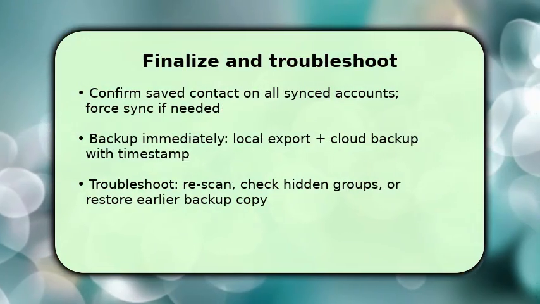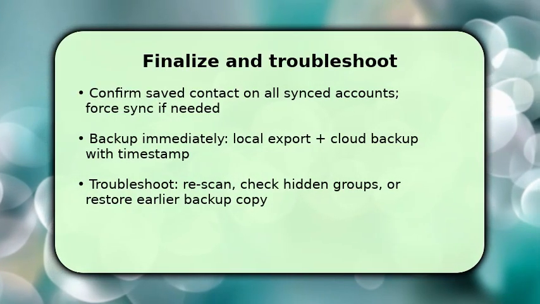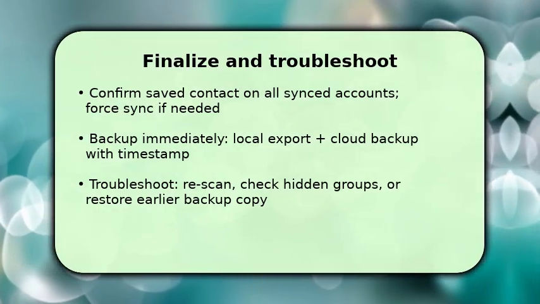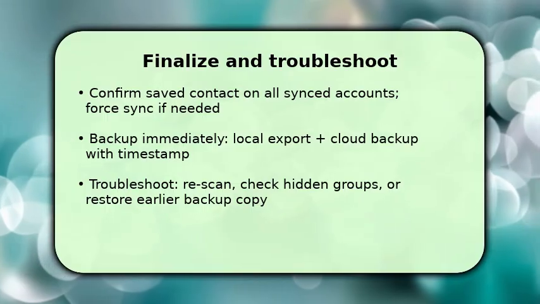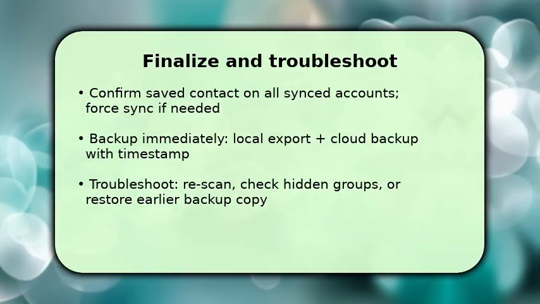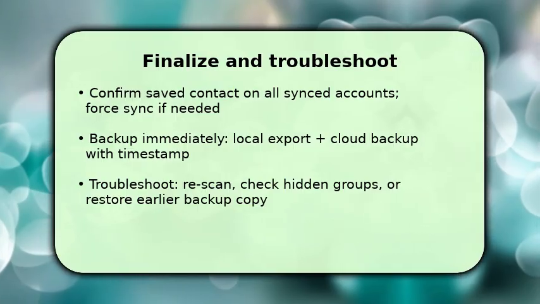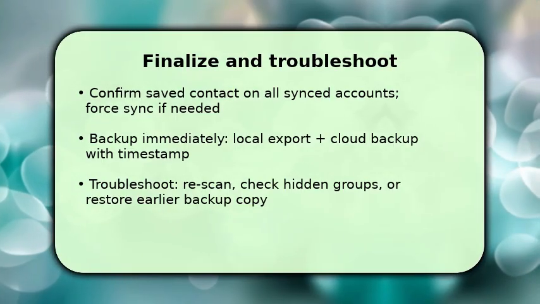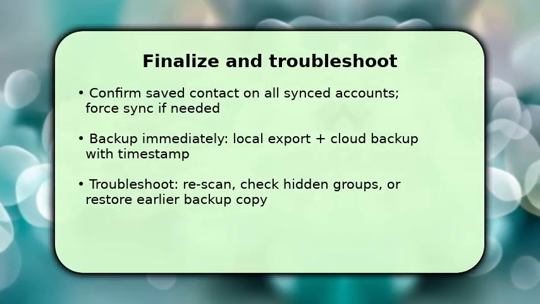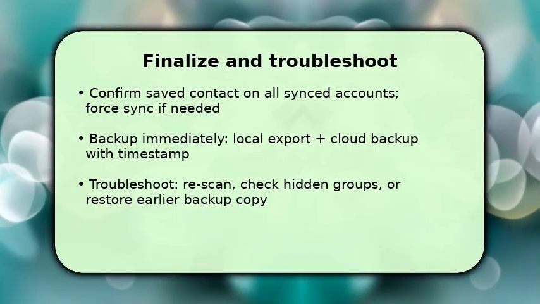Finish by ensuring the recovered number is permanently saved and synchronized. Add the contact to your primary account, then force sync so every device updates. Once done, create an immediate backup, export a vCard, and push a cloud backup with a clear timestamp to prevent repeat recovery steps. If you don't see the number, rescan with a different tool, check hidden contact groups or filters, and if necessary, restore a previous full backup copy. This final check secures the recovery and prevents future loss.